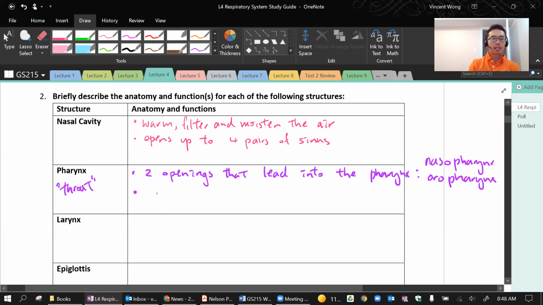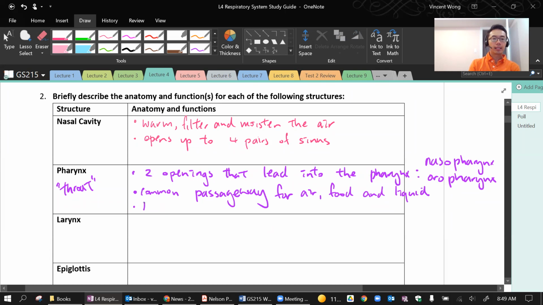And then what does it actually do? Well, it is the common passageway for air, food, and liquid. They all pass through the same thing. Probably need a space here. Common passageway.